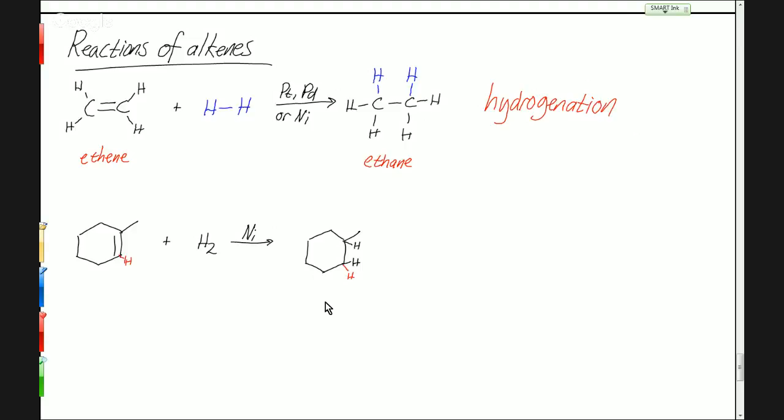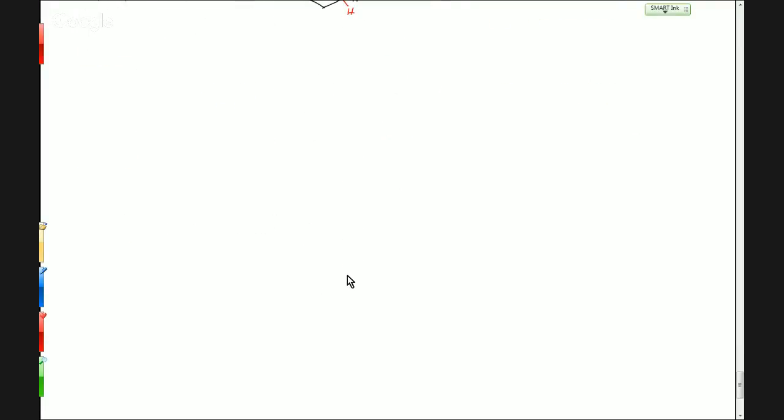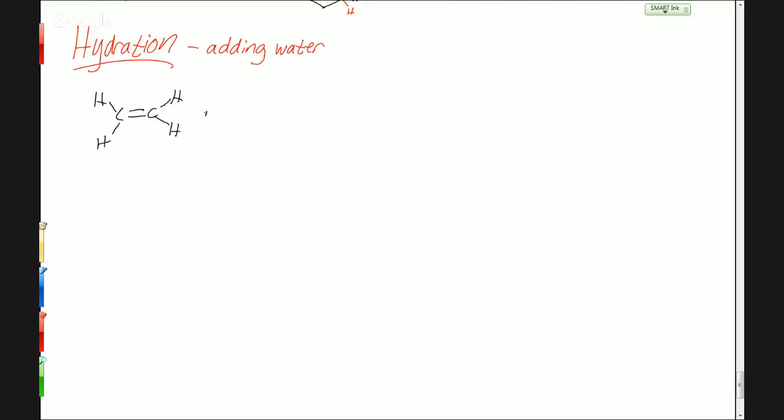Okay. And then the other addition reaction we're going to look at is something called hydration. What do you think that means? If hydrogenation is adding hydrogen, what do you think hydration is adding? Water, yeah. Well, the way this works, same kind of thing. It's actually a very similar reaction, just with a different catalyst. We're going to add water.